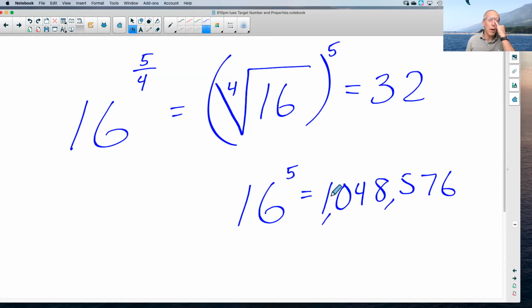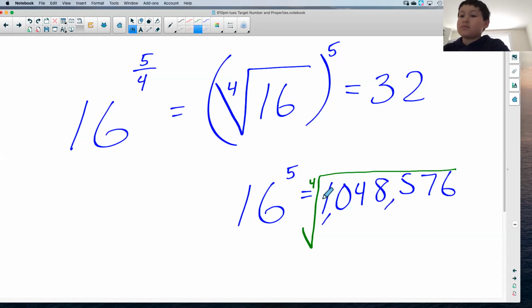Right. But let me ask you this, guys. Do you think that taking the 4th root of 1,048,576 is an easy job? And the answer is no. It would be ridiculous. So I would say to you that you should always do the root first, followed by the power. That's my conclusion right now, but I could be convinced otherwise.